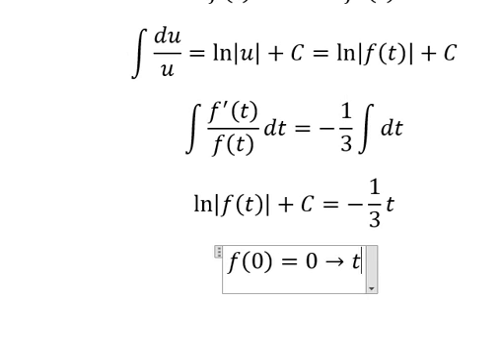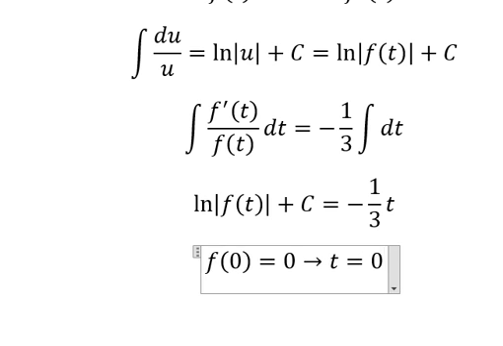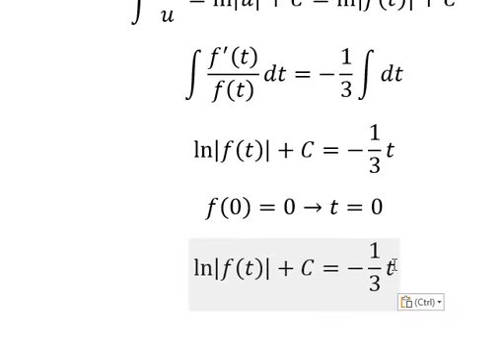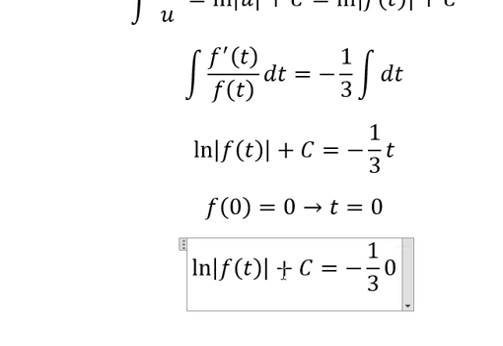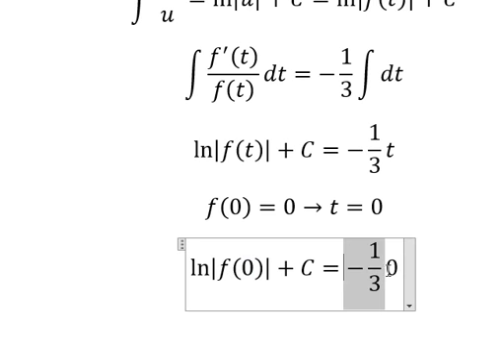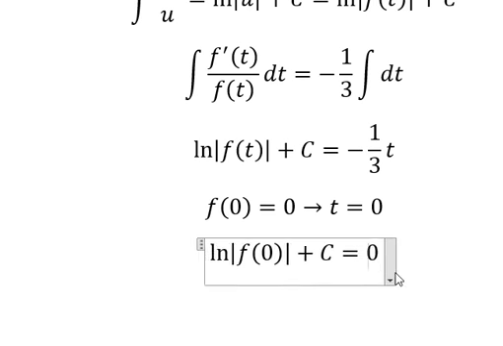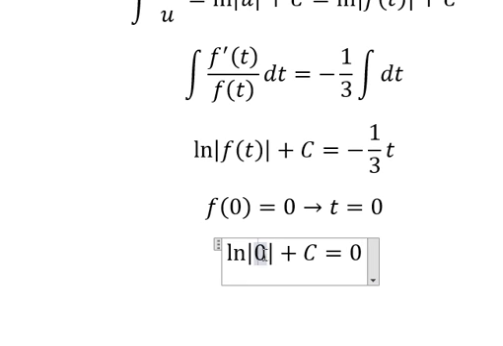That means when t equals 0, f of 0 equals 0. Now we put 0 in here and 0 in here. So this one we got 0. But if we put 0 in here, ln 0 will go to negative infinity.